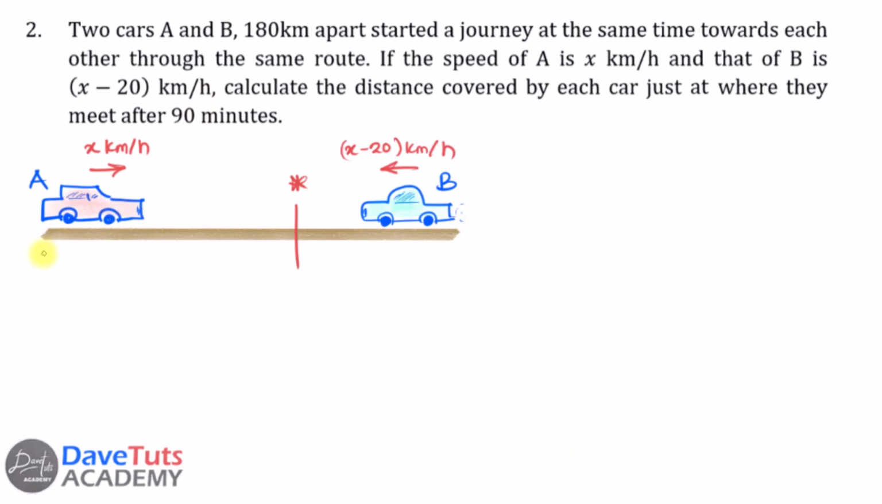Now if we are to talk about the distance, car A will cover some distance, let's say this will cover distance A to their meeting point, that means that B will cover 180 minus A kilometers, because we have been told that the distance between them originally is 180 kilometers. So if A will cover A kilometers, B will cover 180 minus A kilometers, so that the addition of the two will just be 180 kilometers. So we have to get the distance covered by each car just at where they meet. So A will cover A kilometers, B will cover 180 minus A kilometers. Now we are given one parameter, that the time is 90 minutes.